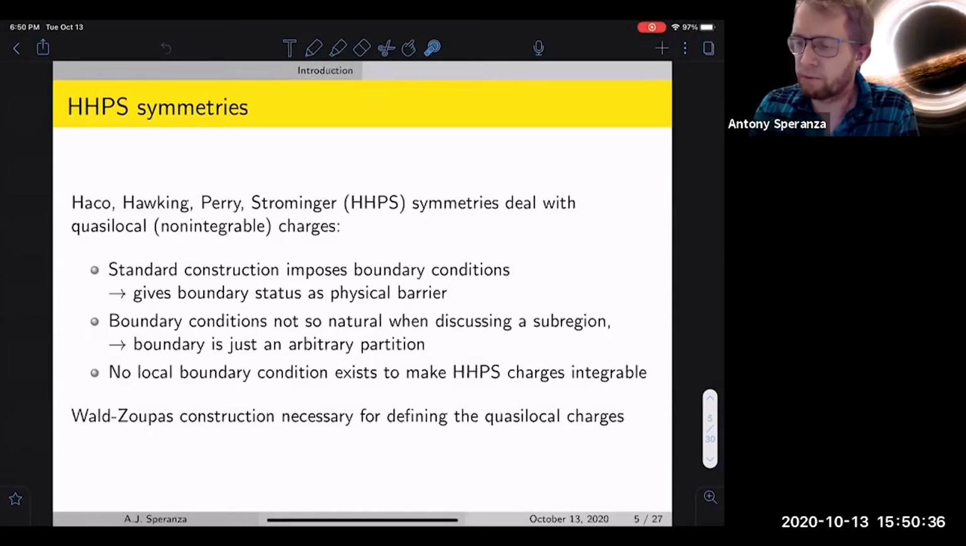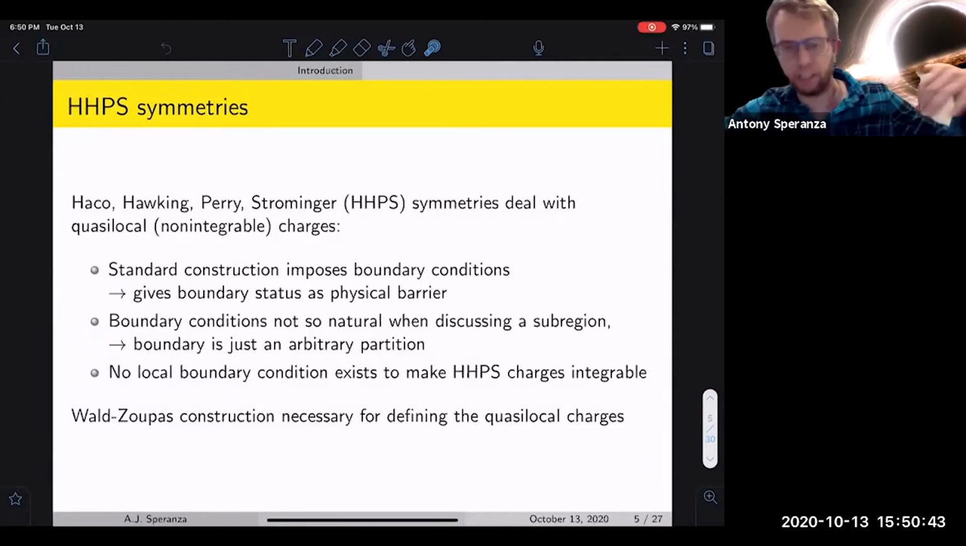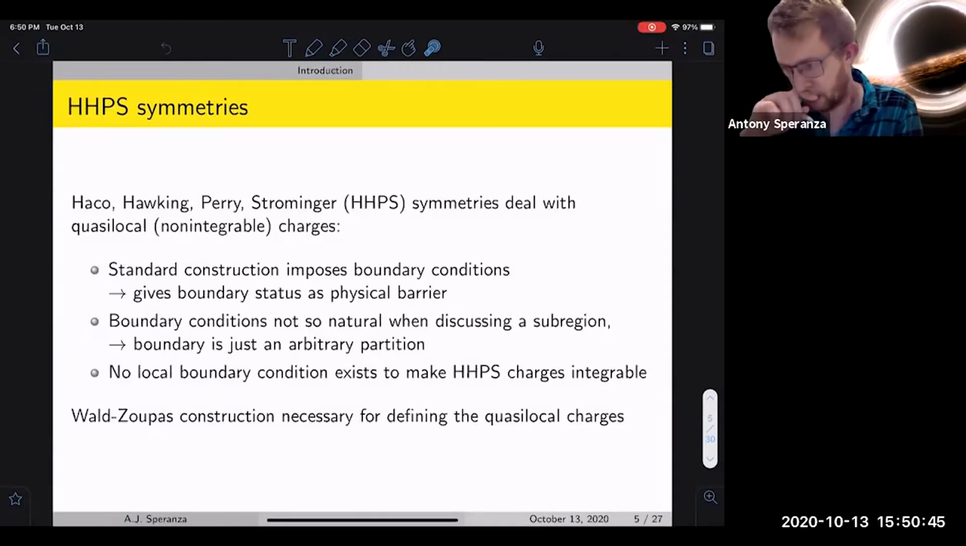This is sort of a little philosophically incongruous with the idea that all you're really trying to do is split your space-time into a subregion and its complement, because boundary conditions really give the boundary the status of a physical barrier. They prevent flux. So it's not very natural when discussing a subregion. And so in general, you might want to have a description where you don't really impose the boundary conditions, but you can still measure these charges and fluxes.